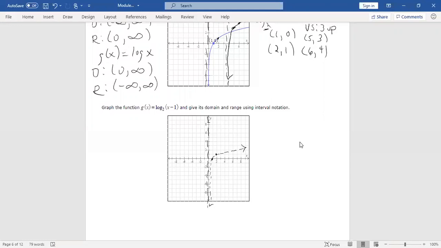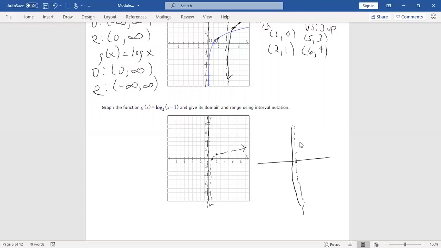Now what's happening to our graph? Our graph is shifting to the right 1. So all of our points shift to the right 1. So that means our asymptote shifts over as well. So I'm going to draw a separate graph. So at 1, we have our vertical asymptote. That's that imaginary line.